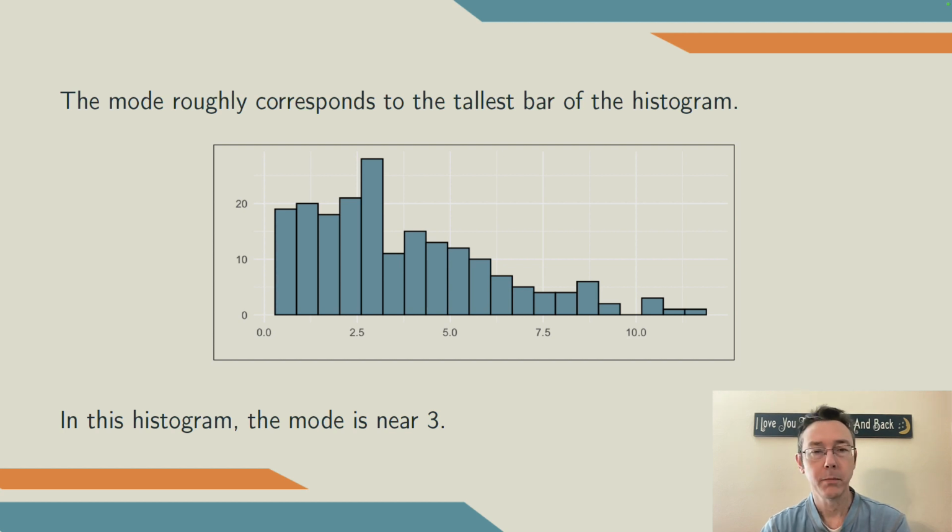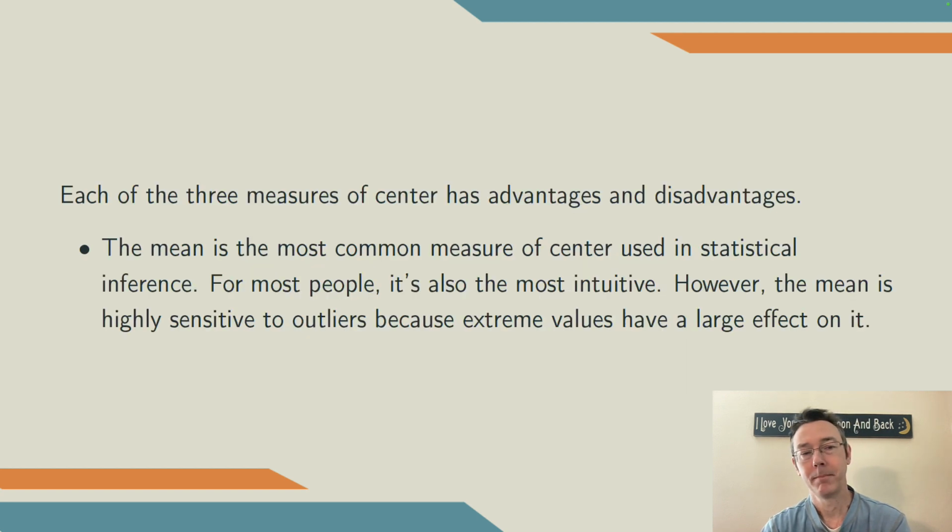Finally, the mode corresponds roughly to the tallest bar of the histogram, and in this case, that's near 3. Now, if you're dealing with continuous data that can take on an entire range of values, this won't be exactly right because you're unlikely to have multiple values with exactly the same value. Here, when I say the mode corresponds roughly to the tallest bar on the histogram, you have to take into account the binning that occurs when we make a histogram.